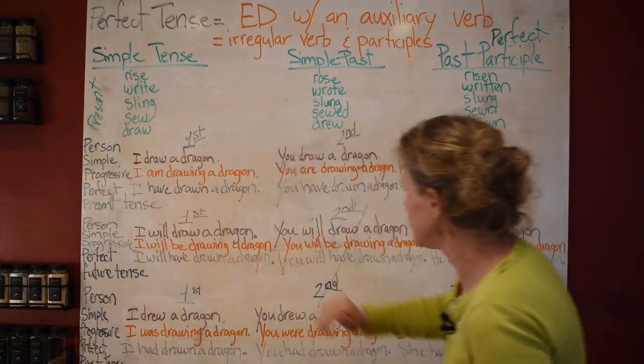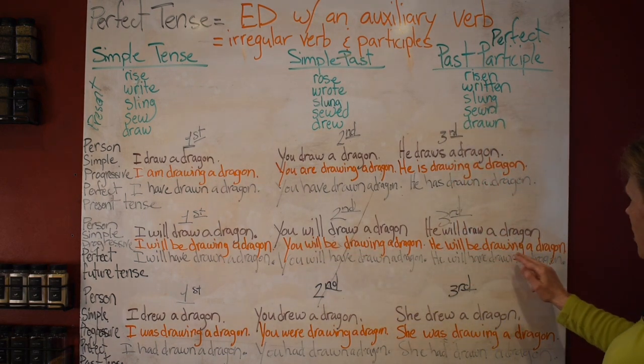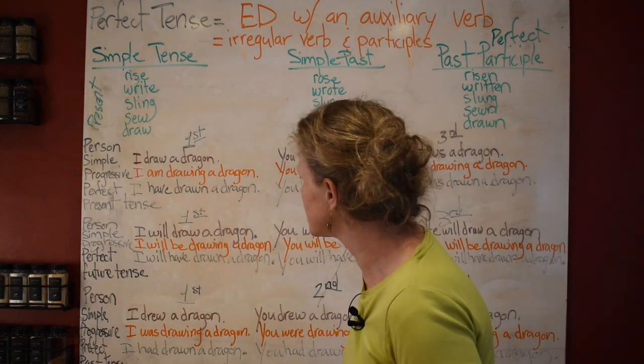I will be drawing a dragon. You will be drawing a dragon. He will be drawing a dragon. So make sure you have your persons correct.